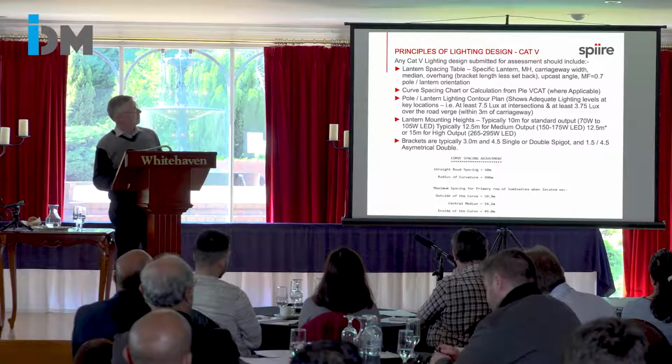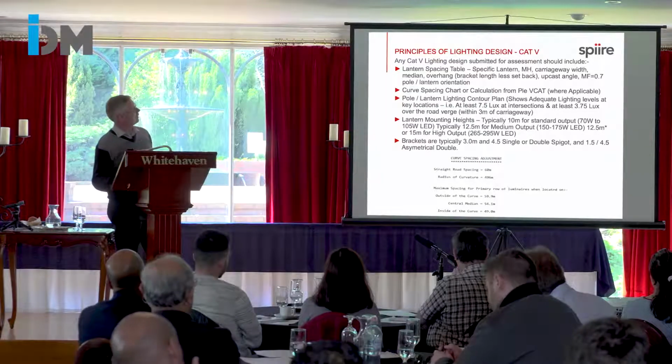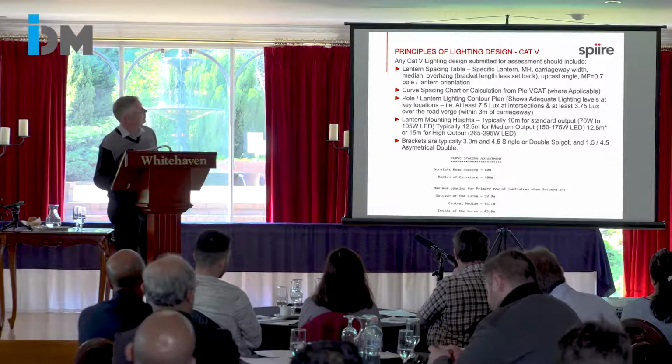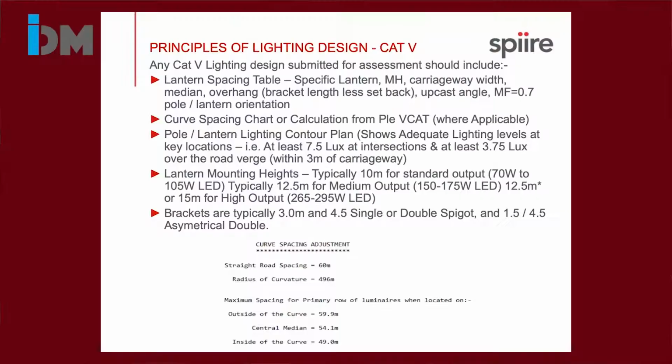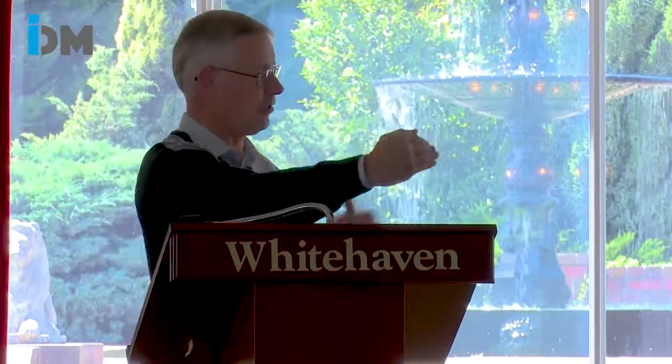Category lighting submission should include a lantern spacing table, which details the specific lantern, the mounting height, the carriageway width, median, the overhang, which is the bracket length less the setback, upcast angle, a maintenance factor of 0.7, and a pole and lantern orientation, which, depending on the type of roads, whether you've got single side lighting or staggered lighting either side, or if it's a median strip, you're going to have lighting along the median strip.